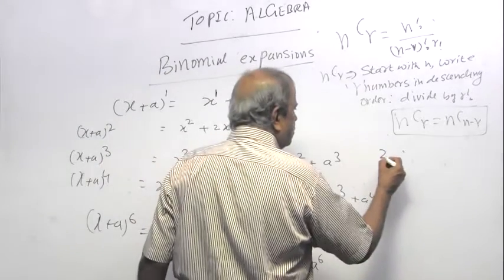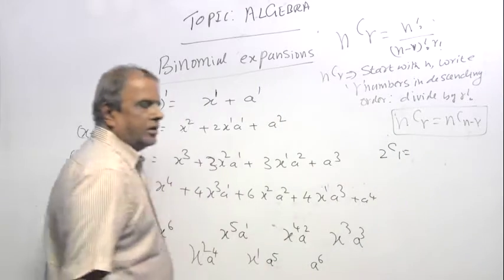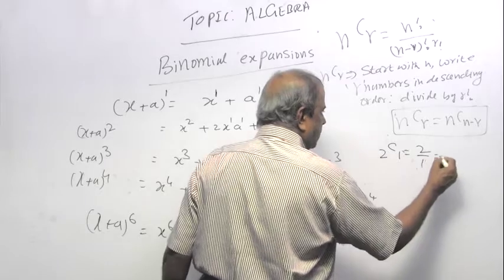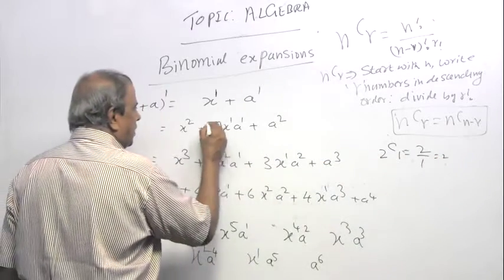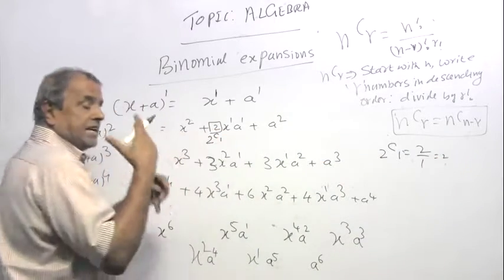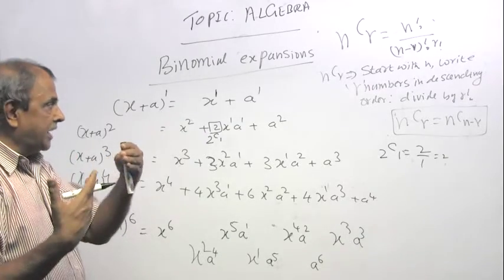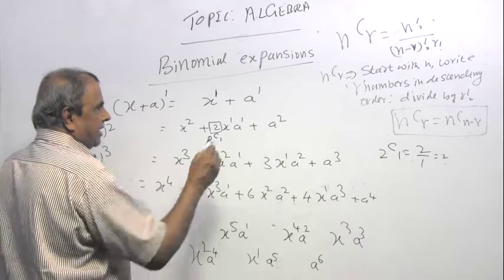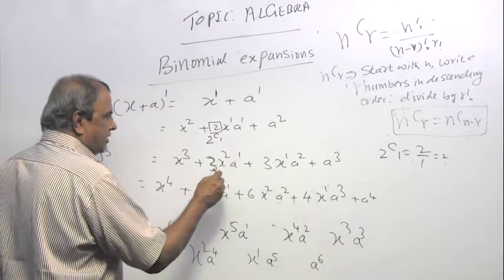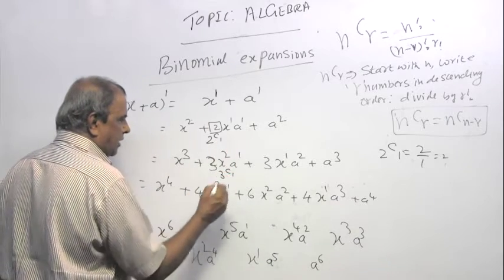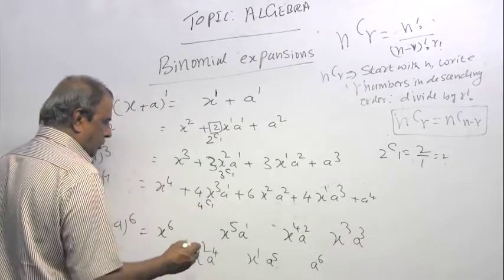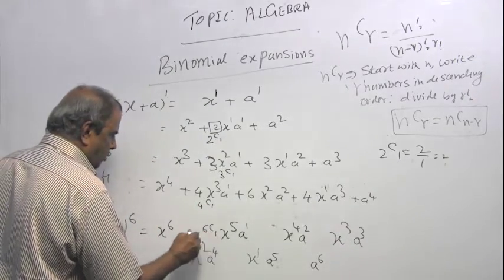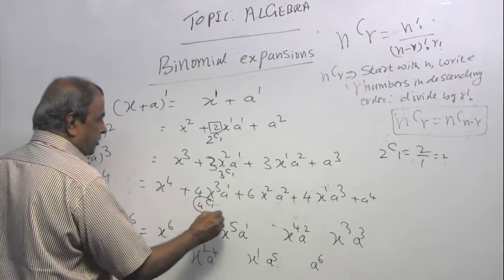What is 2C1? Start with 2, write one number. Divide by 1 factorial. So do you agree this is 2C1? I'm recognizing a pattern. Remember, we can't keep on remembering formulas. We have to recognize patterns. Let's look at 3. NC1 is N. So this 3 can be written as 3C1. That 4 can be written as 4C1. So this power 6, second term will be 6C1. You understand the pattern so far?